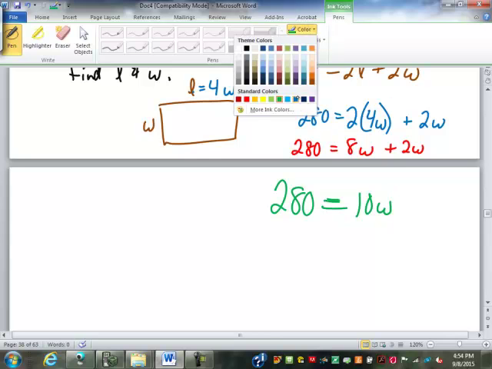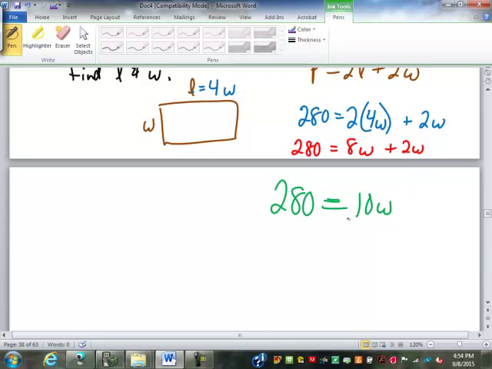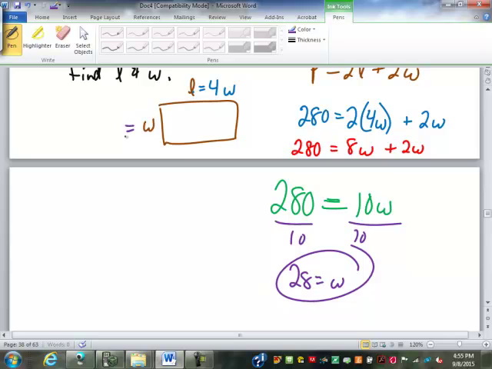And then divide by 10. 28 equals W. All done? No. 28 is our width. The length is 4 times 28, otherwise known as 112. That is the length. Good.